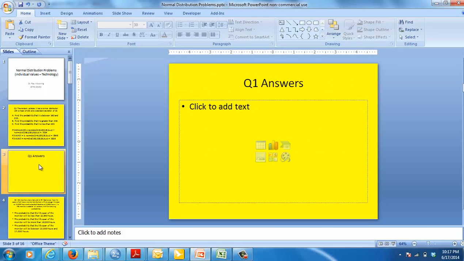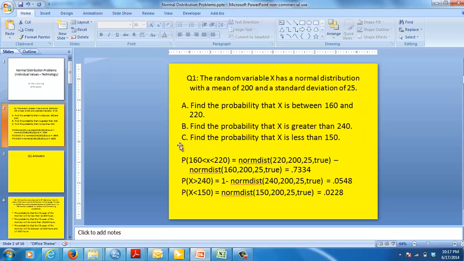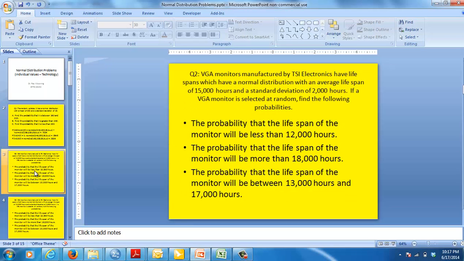I'll get rid of these two. And actually, I can put the answers. I don't even need this right now because I have the answers there. Okay, so that's question 1. Okay, let's look at question 2. Question 2 says there's a monitor that's been manufactured.